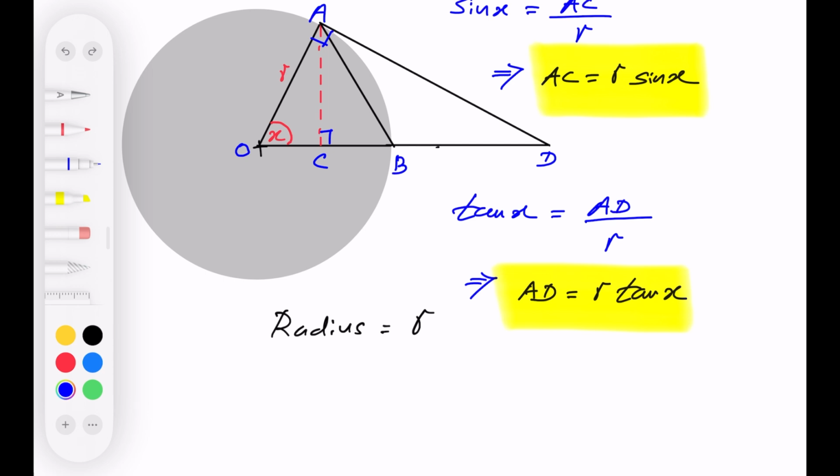So let me write it down as an inequality. We know that the area of the triangle OAB is the smallest, so let me write it first. The smallest area is for the area of the triangle OAB.